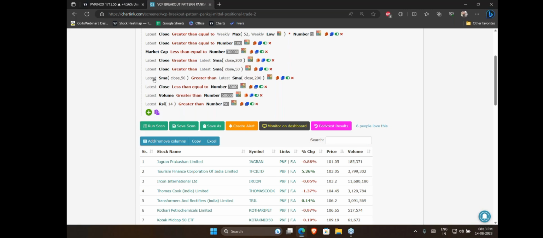Okay, next one is latest SMA 50 should be greater than latest SMA 200, which means the value of 50 SMA should be greater than 200 SMA. Third last, latest close should be less than equal to 3000, which means the stock price should not be above 3000. Why? Do you want to trade Page Industries? Do you want to trade MRF? Do you want to trade Shree Cement?